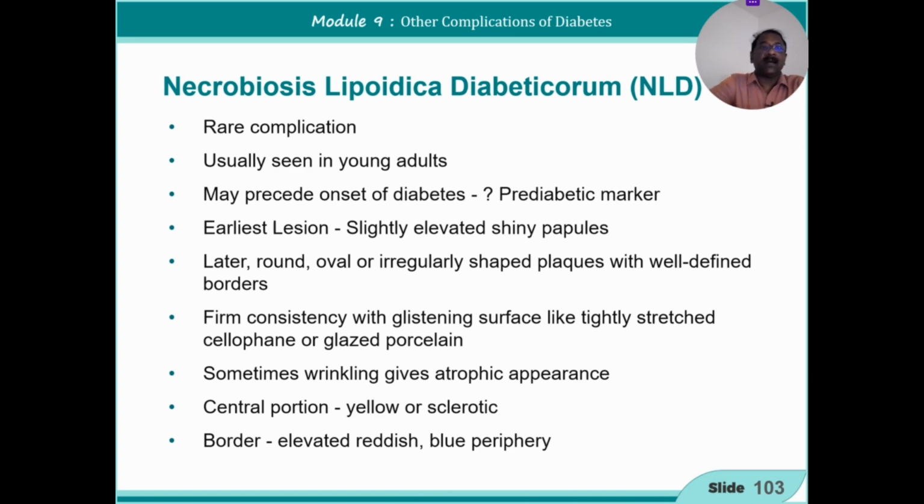NLD is a rare complication usually seen in young adults, may precede the onset of diabetes, and may be a pre-diabetic marker. The earliest lesion is slightly elevated shiny papules, later round, oval or irregularly shaped plaques with well-defined borders, firm in consistency, with a glistening surface like tightly stretched cellophane or glazed porcelain. Sometimes wrinkling gives an atrophic appearance. The central portion is yellow or sclerotic. Borders are elevated, reddish-blue and peripheral.